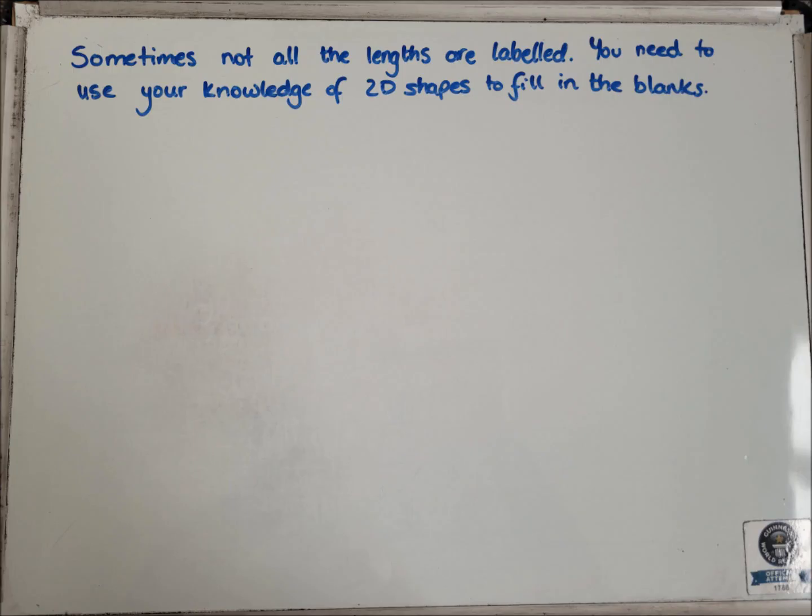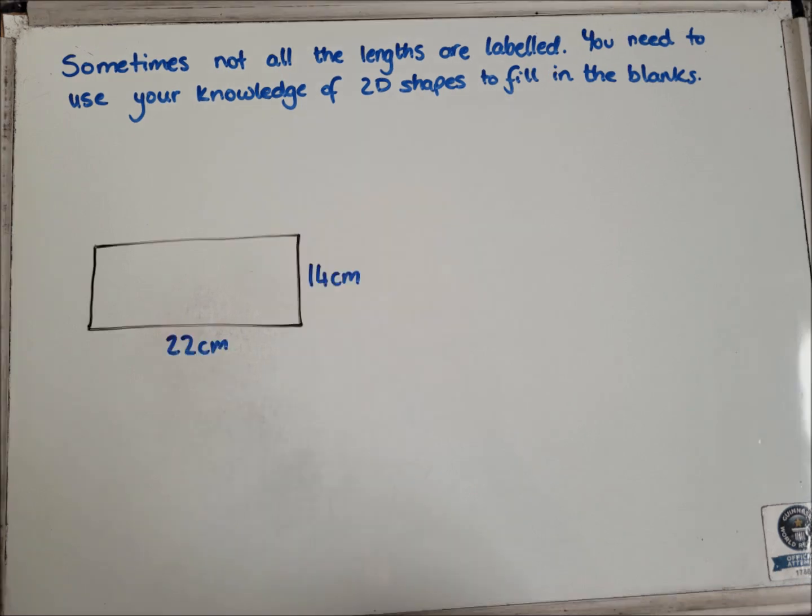So sometimes not all the lengths are labelled, and you will need to use your knowledge of 2D shapes to fill in the blanks. Let's have a wee look at how this might look. So here I have this rectangle, and I've got 2 of the sides labelled. I've got 22 centimetres and 14 centimetres, but I don't have those other lengths. Now I can't just add 22 and 14 together because that would only give me the lengths of those 2 sides. When we're finding the perimeter, remember it's the whole way around that shape.